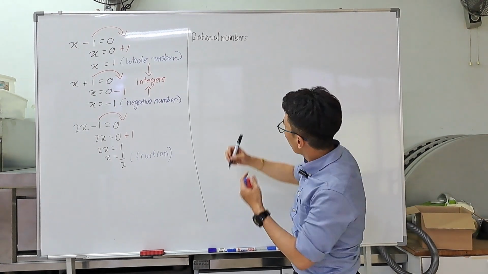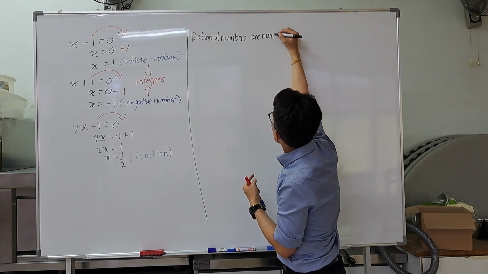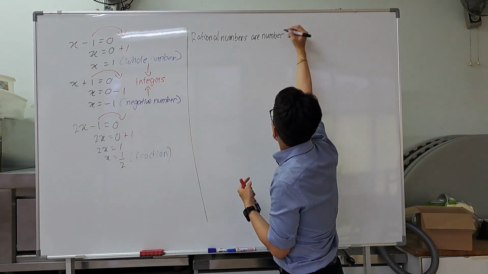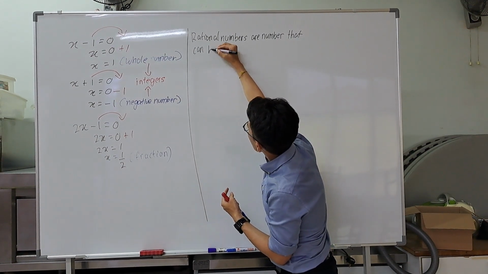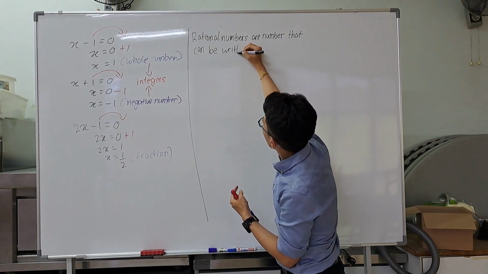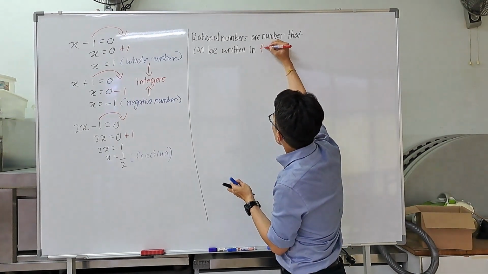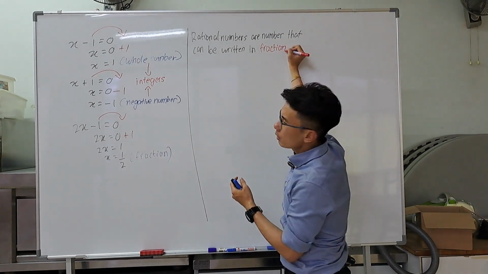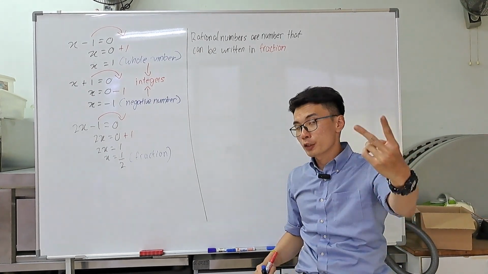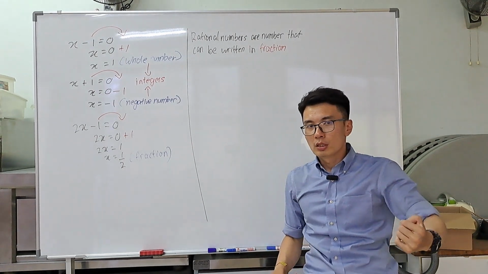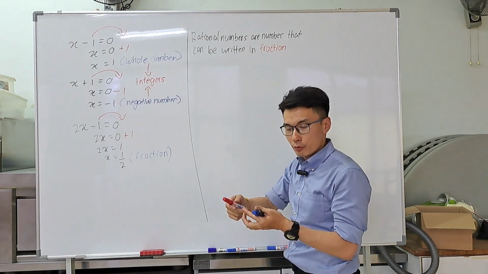okay, they are the numbers that can be written in fraction. Okay? How many types of fractions have you learned? Right? You have learned the proper fraction, improper fraction, and mixed numbers. Now, all these fall under the same category where they are rational numbers.